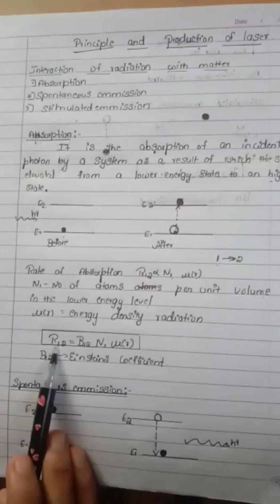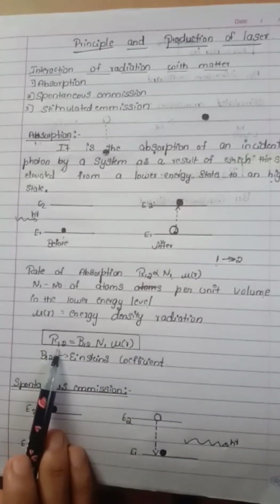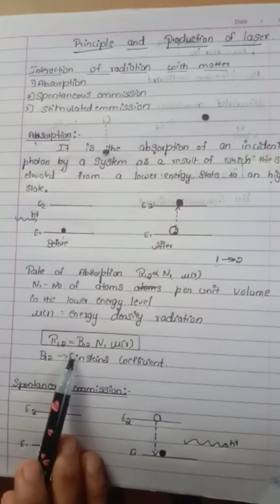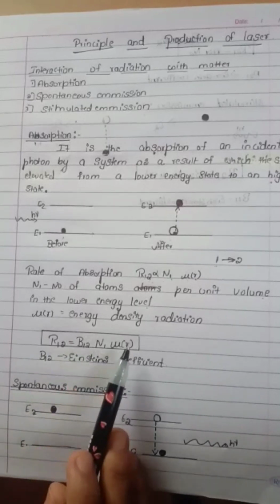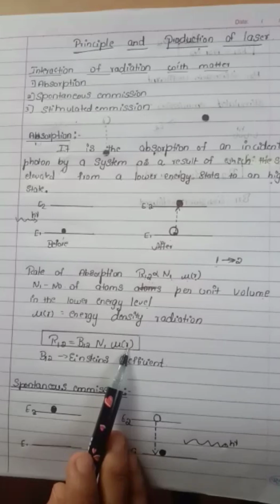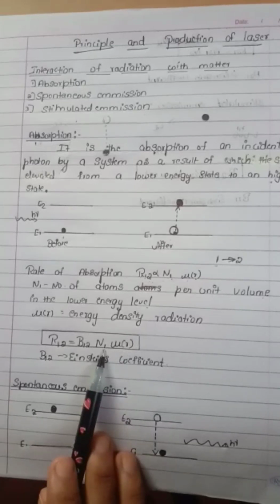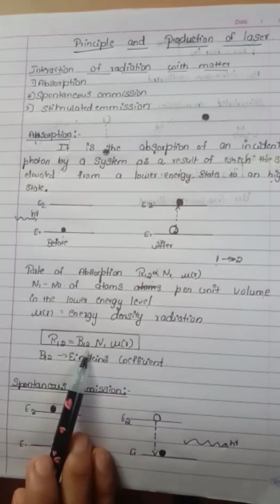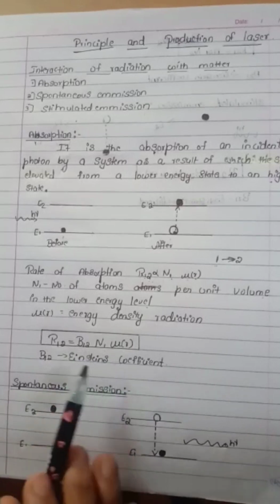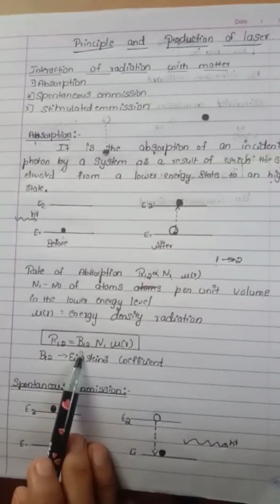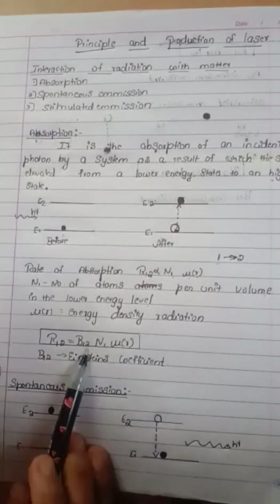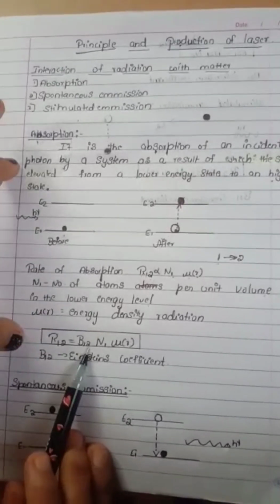So we write the formula as R12, the rate of absorption from energy level 1 to energy level 2, is equal to B12 N1 U of gamma. U of gamma is the energy density, N1 is the number of atoms and B12 is the Einstein's coefficient, where 12 means from energy level 1 to 2. This is the explanation of absorption.